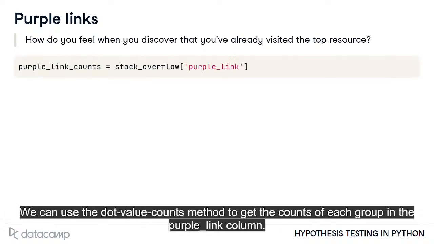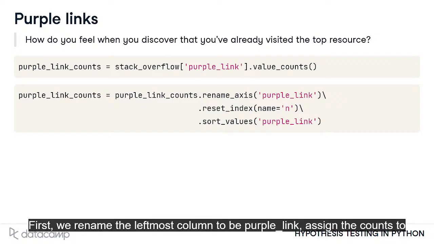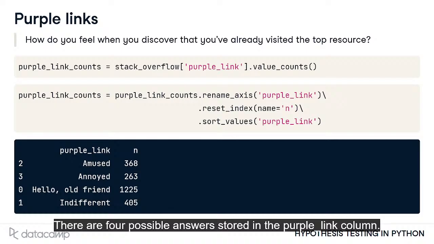We can use the .value_counts method to get the counts of each group in the purple link column. We also do a little bit of manipulation here to get a nicely structured data frame that we can work with later. First, we rename the leftmost column to be purple_link, assign the counts to n, and finally sort by purple_link so the responses are in alphabetical order. There are 4 possible answers stored in the purple link column.